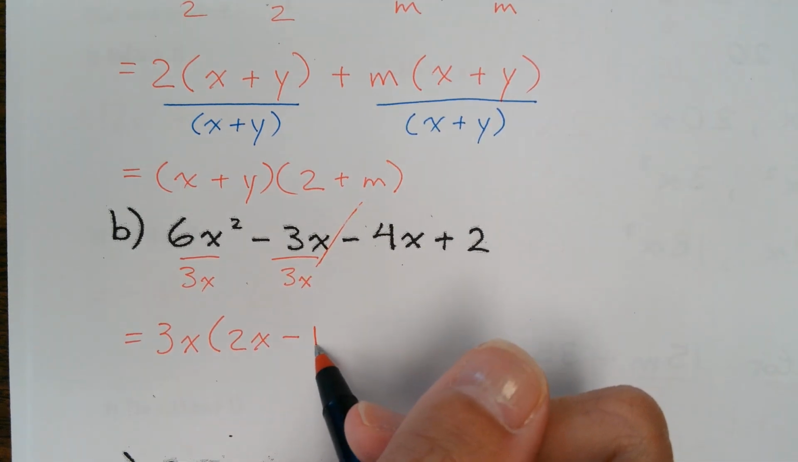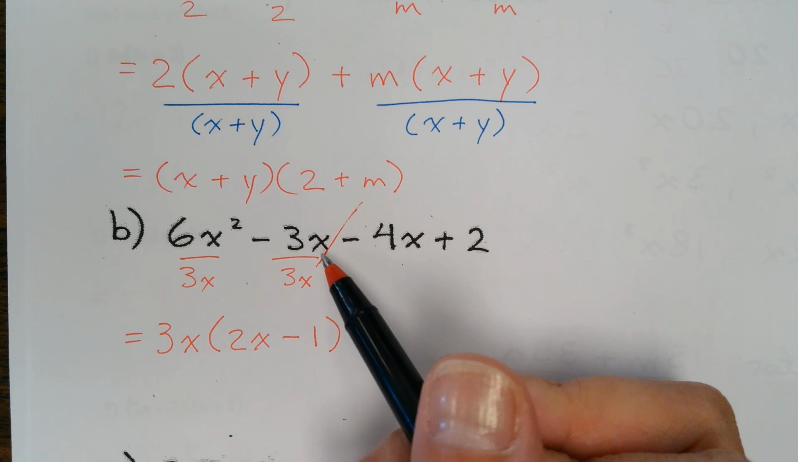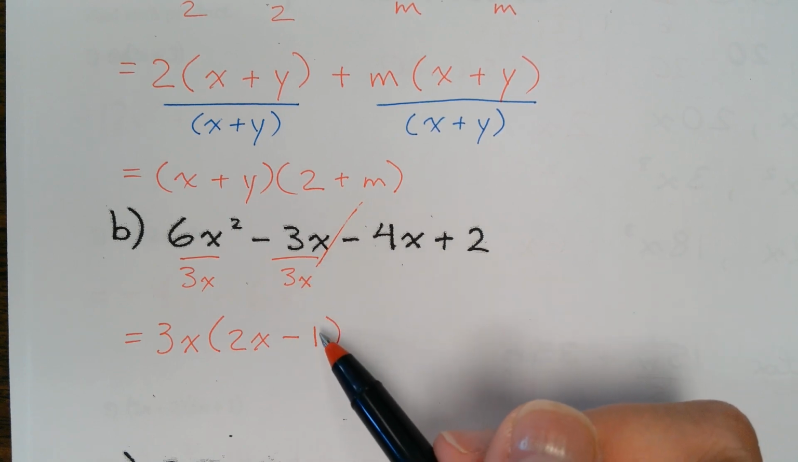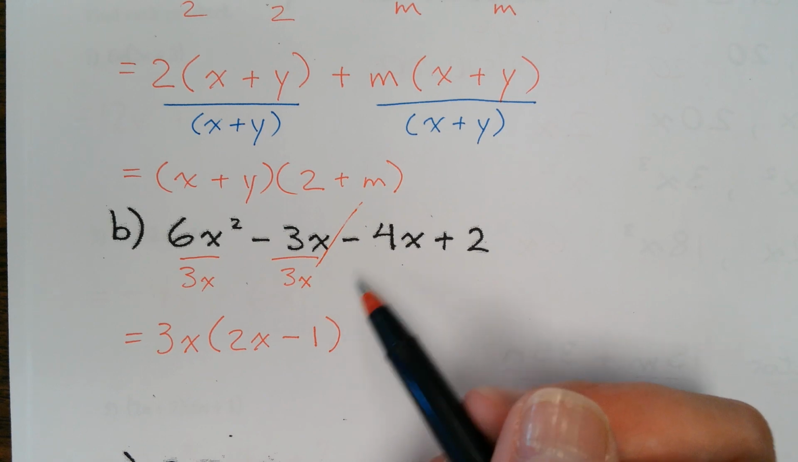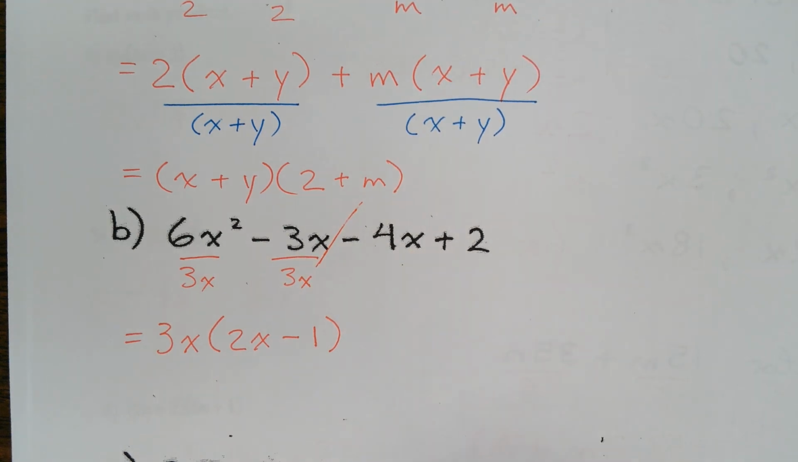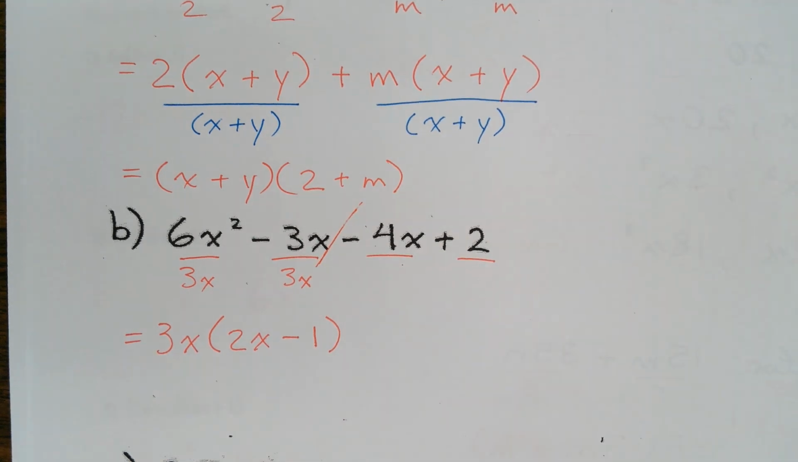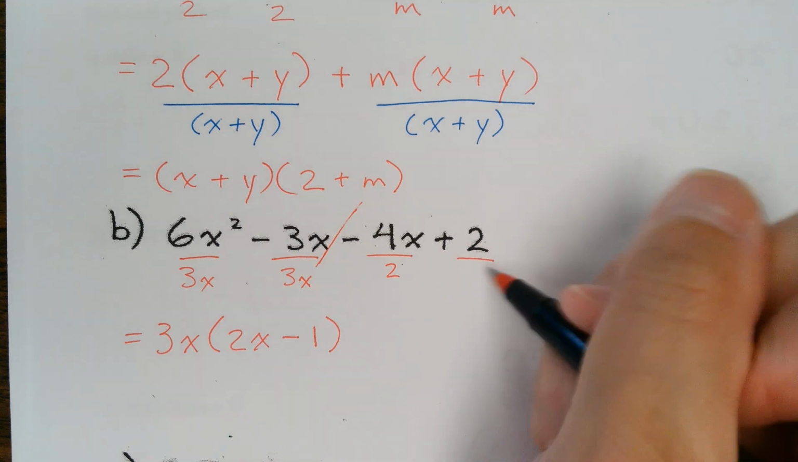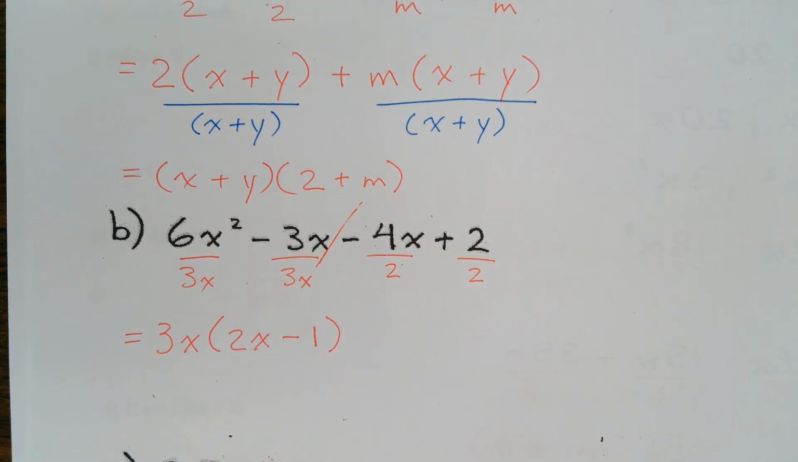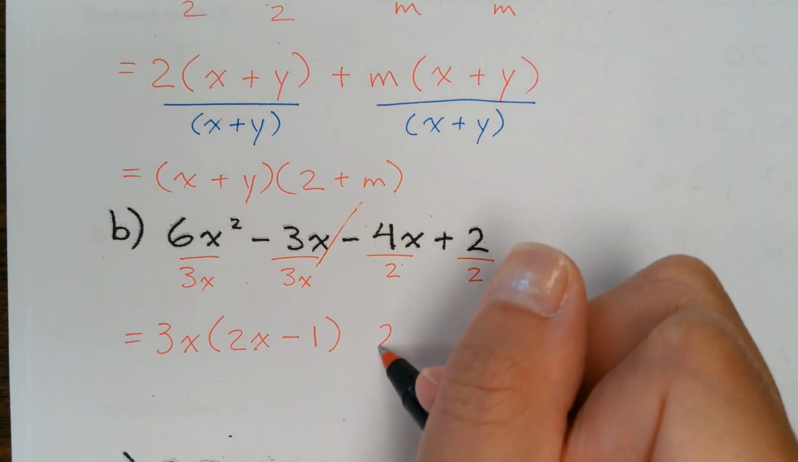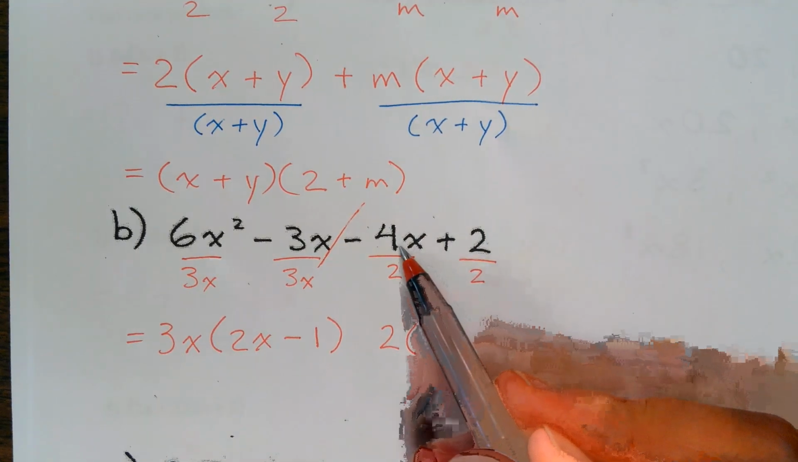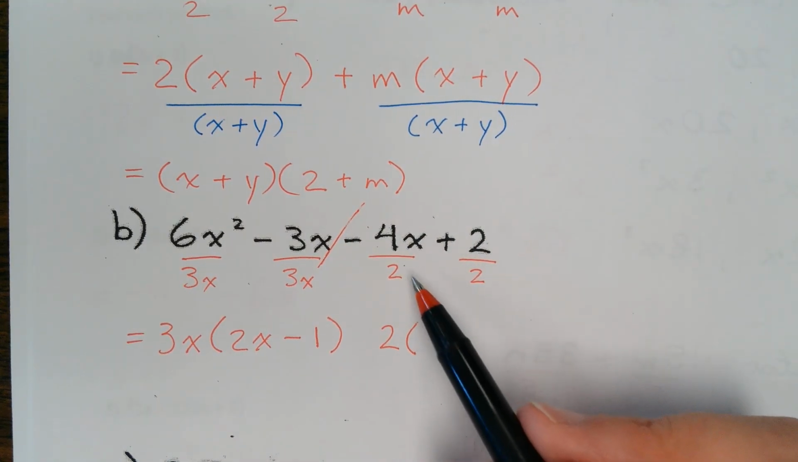Yeah, so 3x divided by 3x is 1, so you have the 1 here. Okay. And then here, what can you factor out of these 2 terms? 2. Okay. If I factor out the 2 right here, what's negative 4x divided by 2?